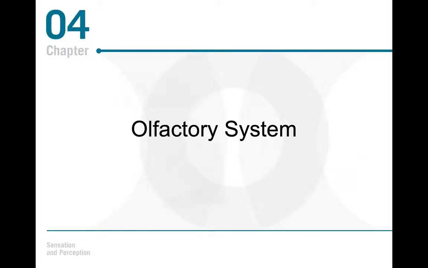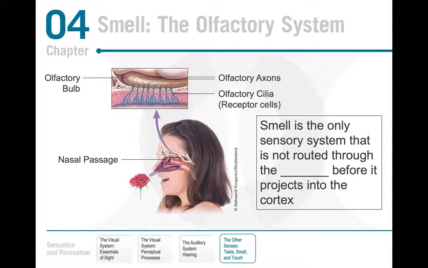Olfactory system. Smell, olfaction, operates much like the sense of taste. The physical stimuli are chemical substances carried in the air that are dissolved in fluid, the mucus in the nose. Olfactory receptors are called olfactory cilia and are located in the upper portion of the nasal passages. They resemble taste cells in that they have a short life and are constantly being replaced.